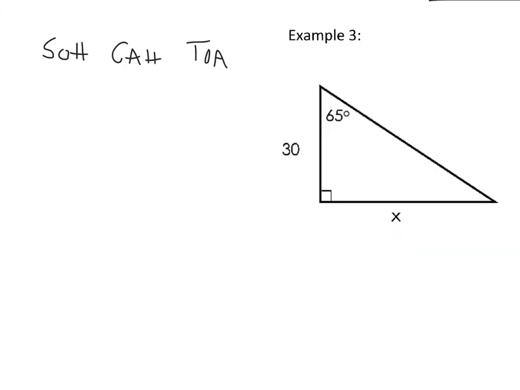Alright, next one. Let's start by labeling our triangle. This is the angle we have. So I go right across from it to the opposite side.